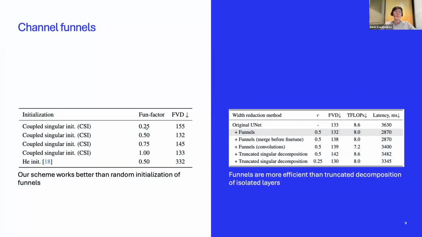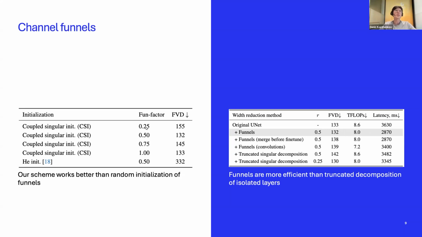On the left, you can see the comparison of our proposed CSI, coupled singular initialization scheme, with the random initialization of funnel matrices. As you can see, the random initialization with the Kaiming initialization scheme produces actually awful results in our experiments. Of course, maybe if you change the training recipe or if you train for a significant amount of time, this can be improved. But in our experiments, the result of random initialization was really awful.